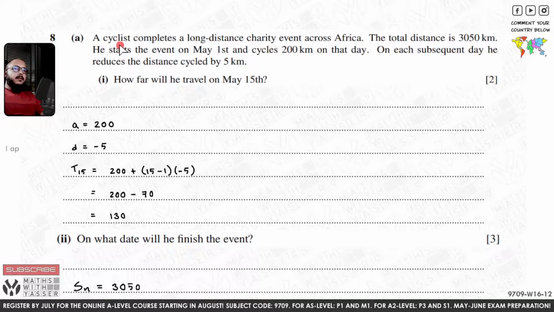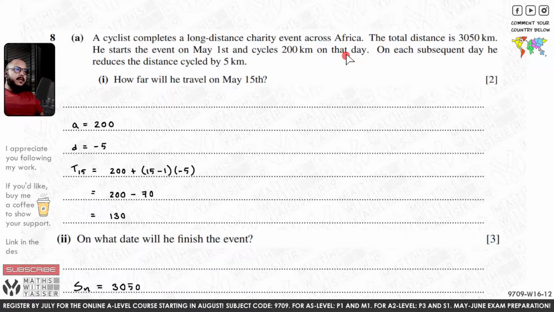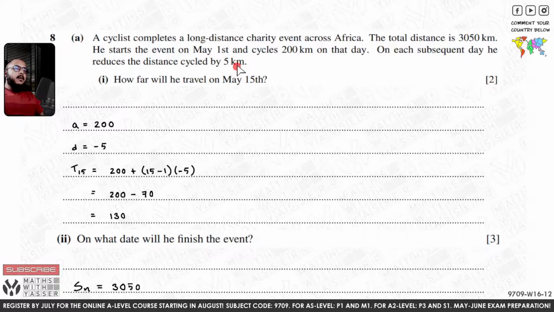Question number 8. A cyclist completes a long distance charity event across Africa. The total distance is 3050 kilometers. He starts the event on May 1st and cycles 200 kilometers on that day. On each subsequent day, he reduces the distance cycled by 5 kilometers. How far will he travel on May 15th?